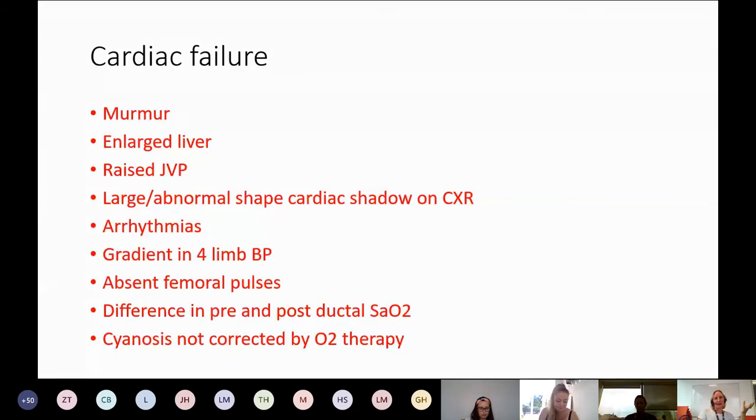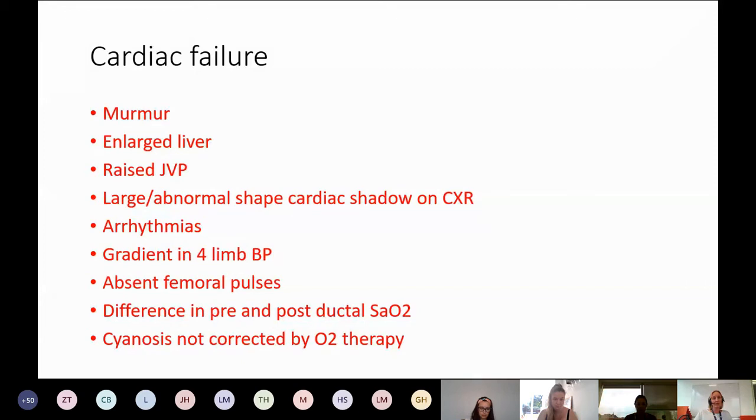Raised JVPs: when older children, you can see that actually their jugular venous pressure's gone up because they're in cardiac failure, and you can actually see their internal jugular, the side of their neck. But we don't look after many children old enough to necessarily demonstrate that. If these investigations have been done, have they got a large or abnormal shaped cardiac shadow on chest? Arrhythmias could be a sign of an underlying cardiac defect.